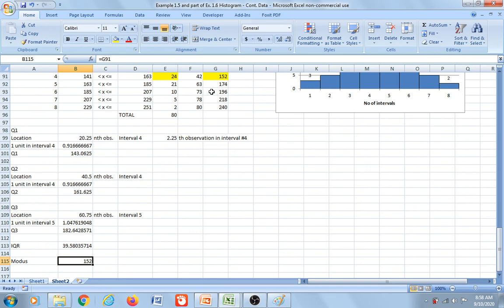Okay, so I think this is it on how to develop a histogram and how to get the quartile 1, median, and quartile 3 and mode in the histogram. Thank you very much.